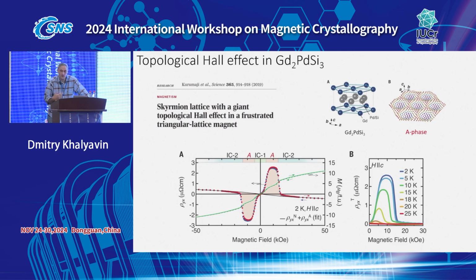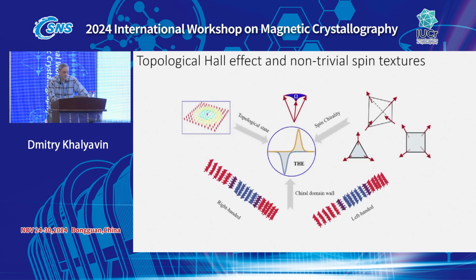This effect can be huge. It's really huge, as has recently been demonstrated for gadolinium palladium silicide, Gd2PdSi3, crystals, which is, by the way, an example of a centrosymmetric skyrmion host material. But I want to point out that when talking about the topological Hall effect, not only materials hosting skyrmion lattices can show it. It's a little bit more general phenomenon.